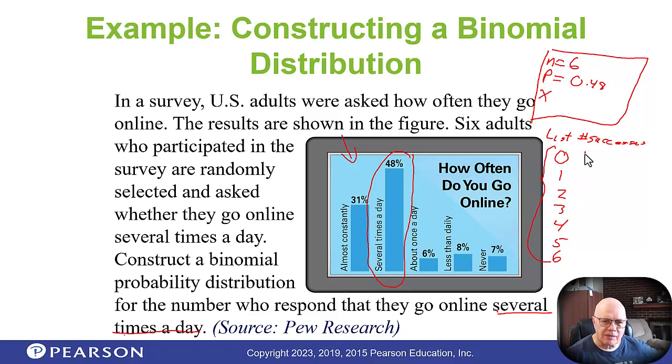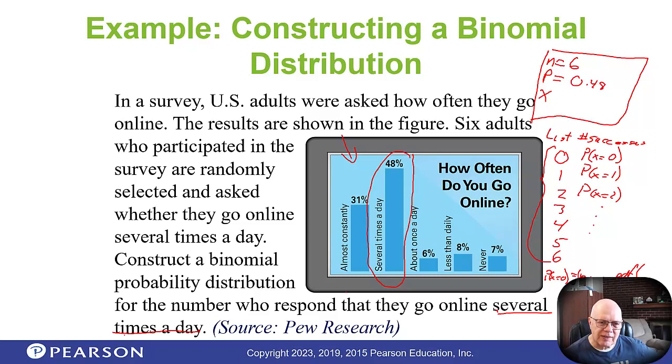So what we're going to need is the probability that you got 0 people saying they used the internet or went online several times a day. And this one is the probability for 1. This needs the probability for 2, and so on. Each one of these, for example, I'll do 2 of these. For the probability of getting a 0, you're going to use binomial PDF.